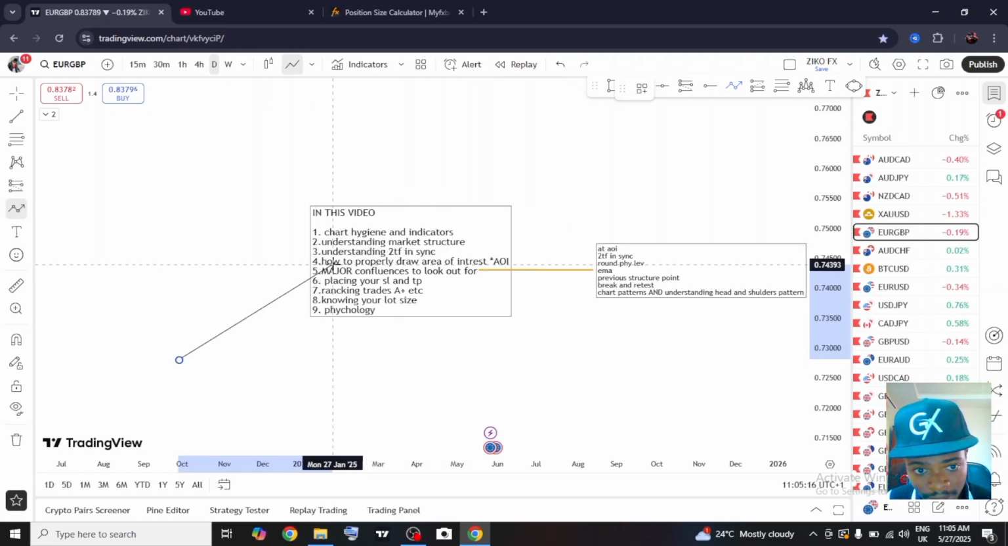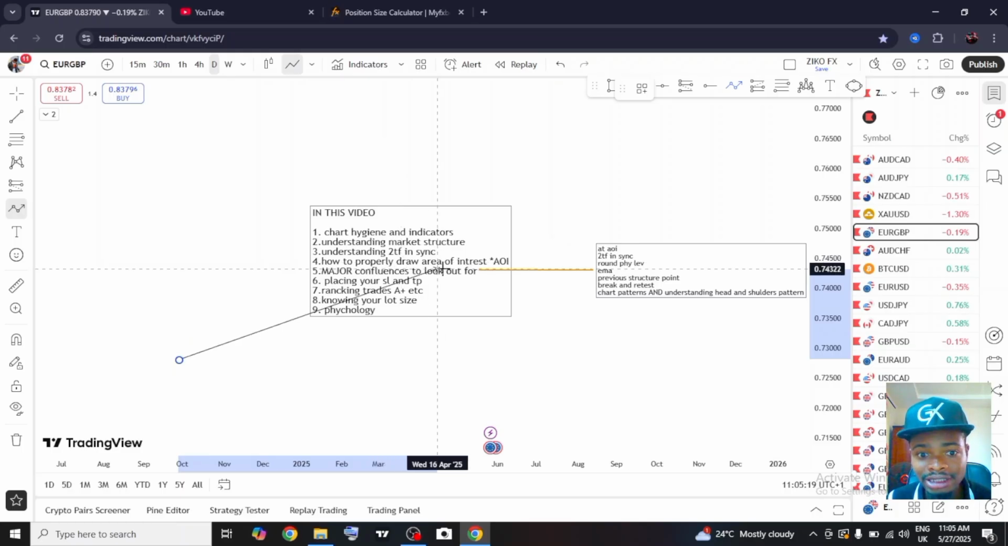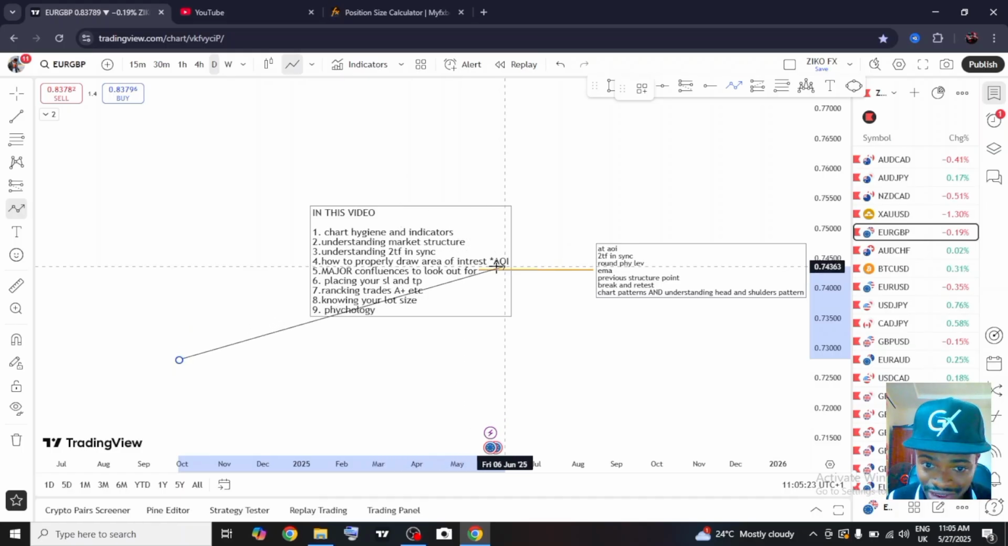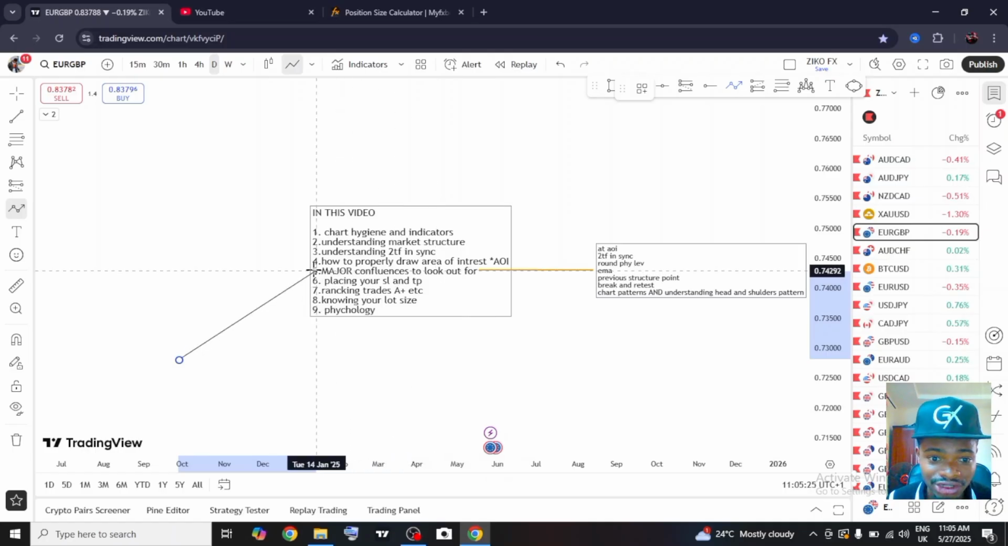Fourth topic is how to properly draw area of interest. How you properly draw this area of interest will determine whether you are going to take a trade or not. It's very important, and I would like you guys to pay attention to this particular one.